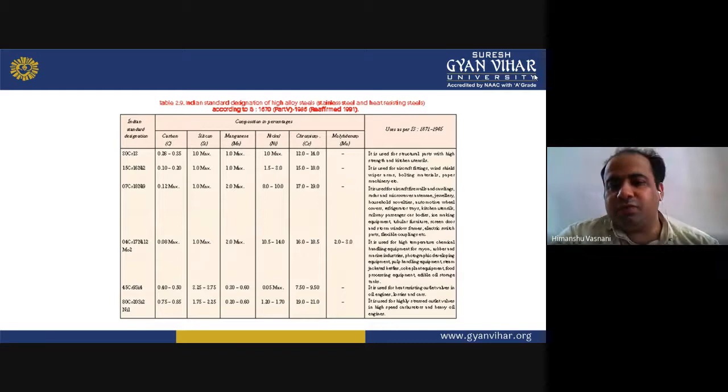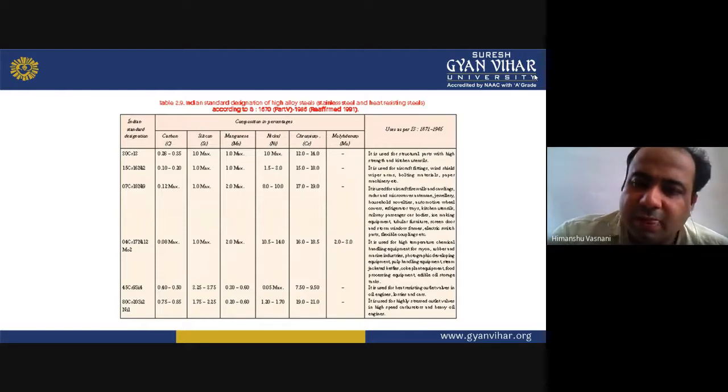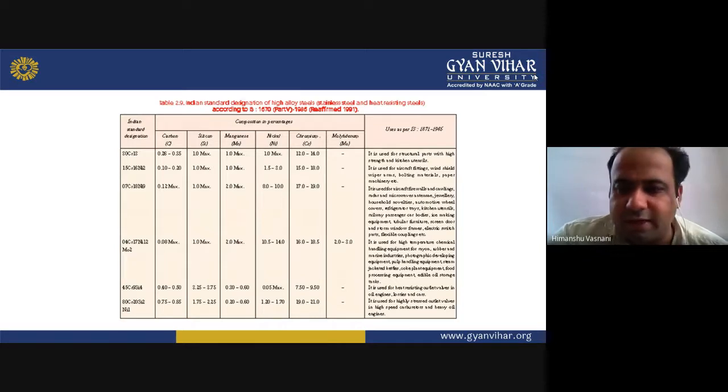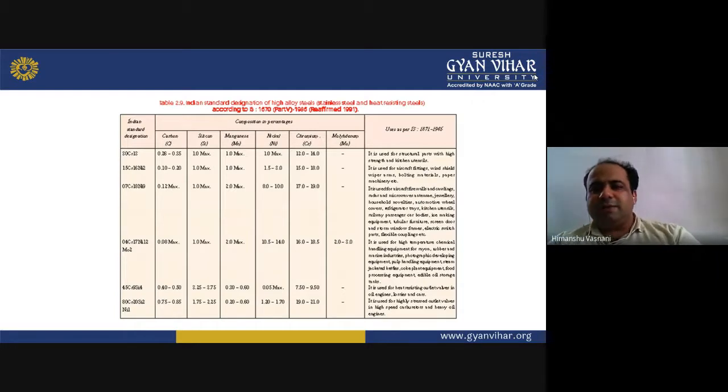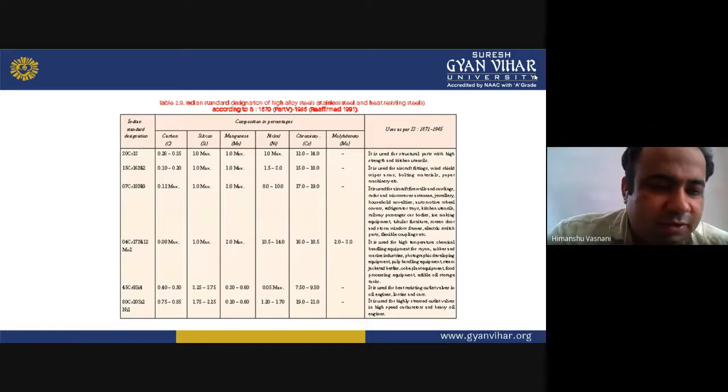It is used for high temperature chemical handling equipment for rayon and rubber and many industries, photographic developing equipment, pulp handling equipment, steam jacket kettles, coke plant equipment, food processing equipment and edible oil storage tanks. So such large high temperature chemical handling equipment uses this combination. You can see that industry is already using these kinds of high alloy steels.